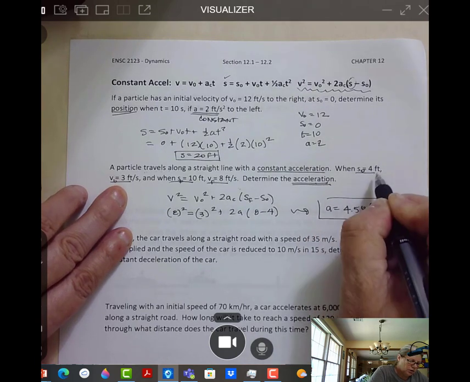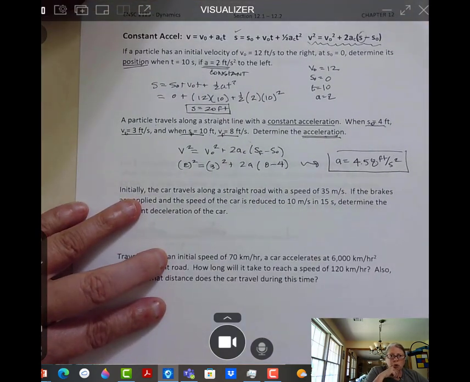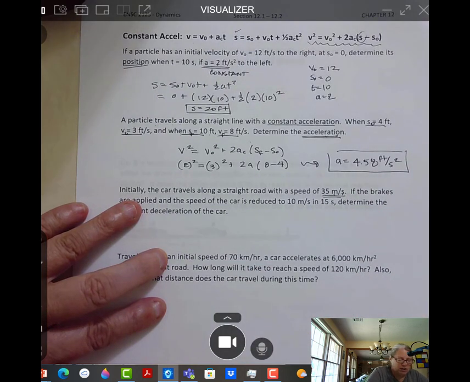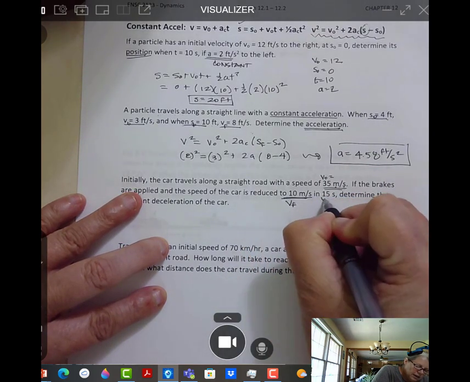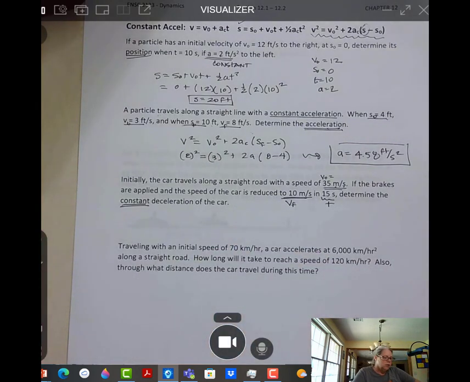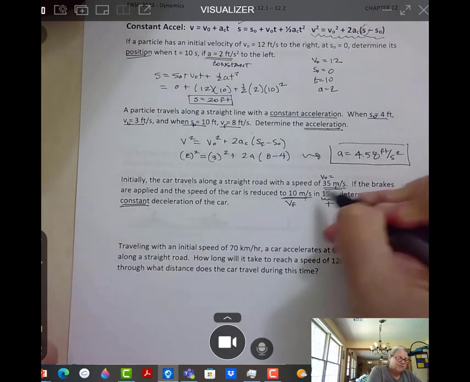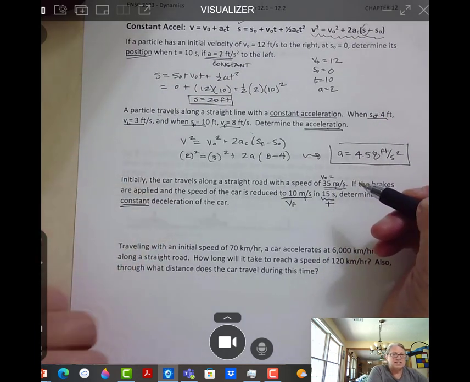And again, always make sure that our units are matching, okay? Initially, a car travels along a straight road with a speed of 35 meters per second. So we have meters and seconds. That's our velocity, so that's the initial velocity. If the brakes are applied and the speed of the car is reduced to 10 meters per second in 15 seconds, determine the constant deceleration of the car. I'm not going to try to put in a negative, because putting in my final and my initial is already going to make the negative showing that deceleration.